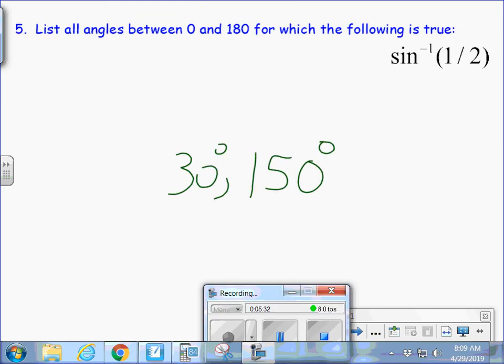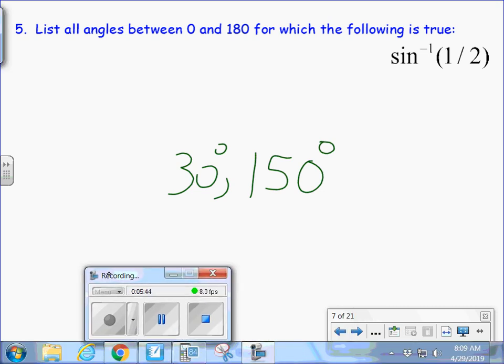All right, these groups came up, looked at their unit circle. They were looking for all places in quadrant 1 and 2 that would have a y value of 1/2, so it's 30 and 150. Good work, scholars.